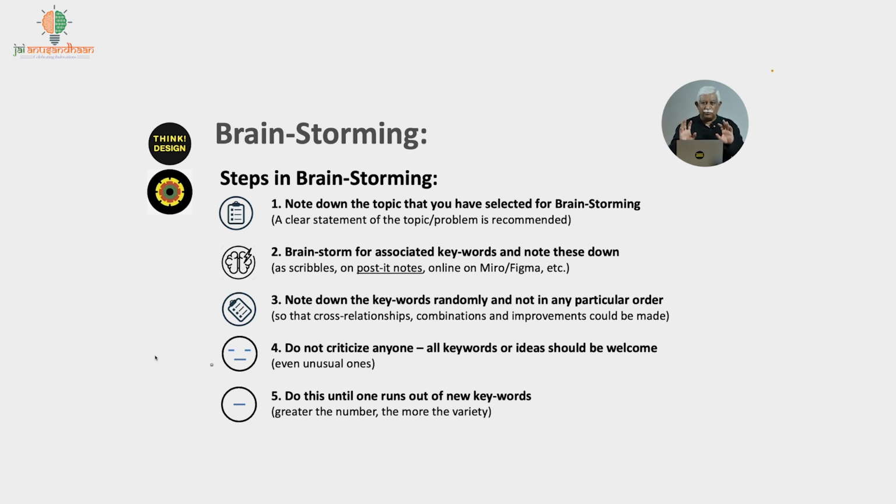And when you note down these keywords, don't order them. Let it be random. You can put it all over the place. The main reason why we do it is that through associations, you think of new keywords. So if they're all over the place, you can connect different keywords together. So you form these cross relationships.